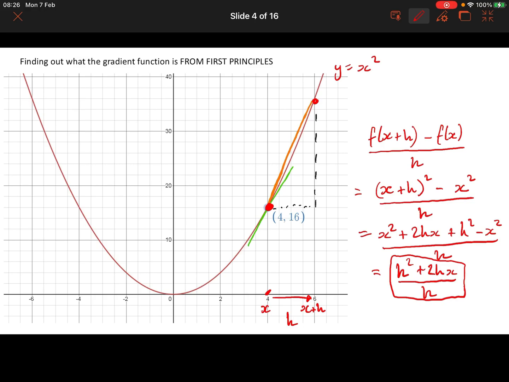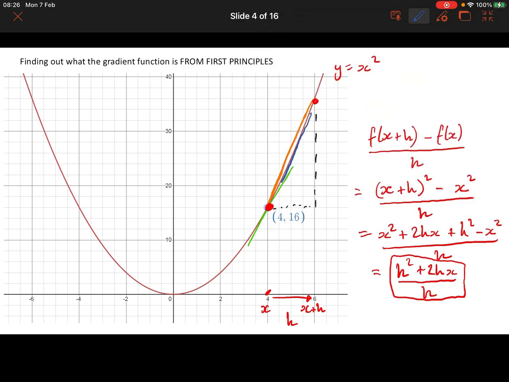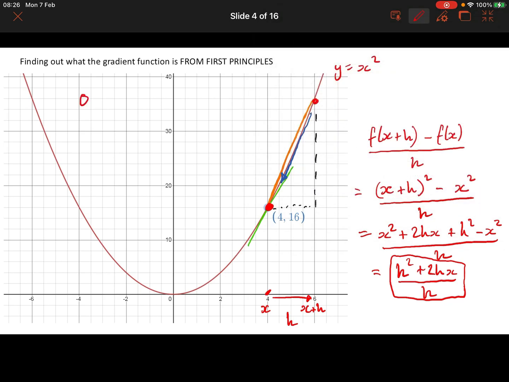Now, what you'll notice is, as I move my point down the curve, I'm making h go towards 0. So what if I let h be equal to 0? Well, I'm going to get 0 squared plus 2 times 0 times x, all divided by 0, which equals 0 divided by 0. That is why the black line disappeared. You ended up with an indeterminate form.